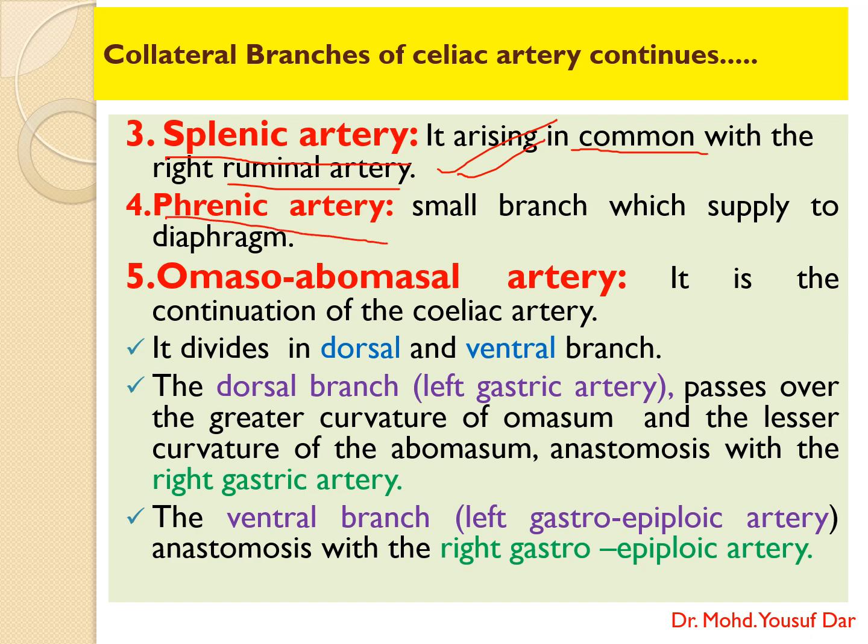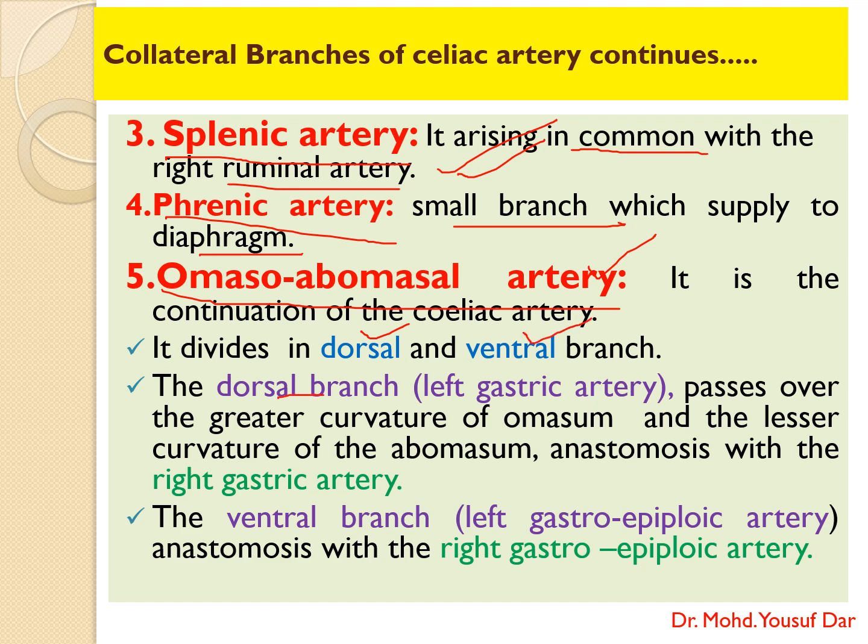Next is the phrenic artery. The phrenic artery is a small blood vessel which supplies the diaphragm. Now the omeso-abomasal artery. The omeso-abomasal artery is the continuation of the celiac artery. This omeso-abomasal artery runs over the greater curvature of the omasum and divides into dorsal and ventral branches.